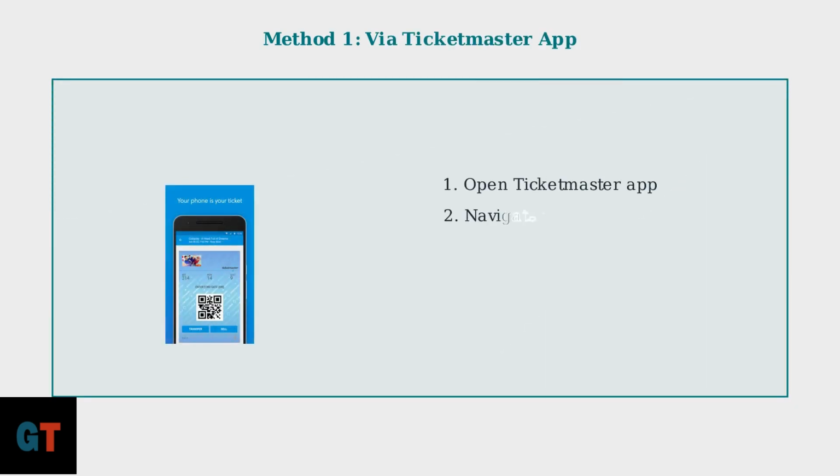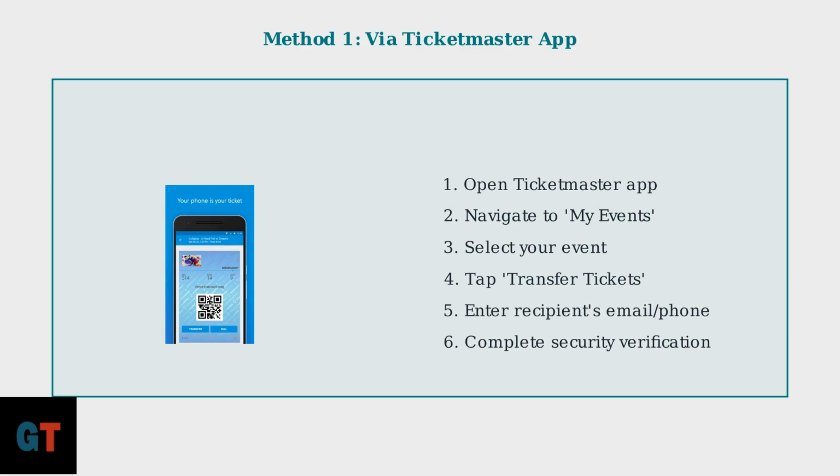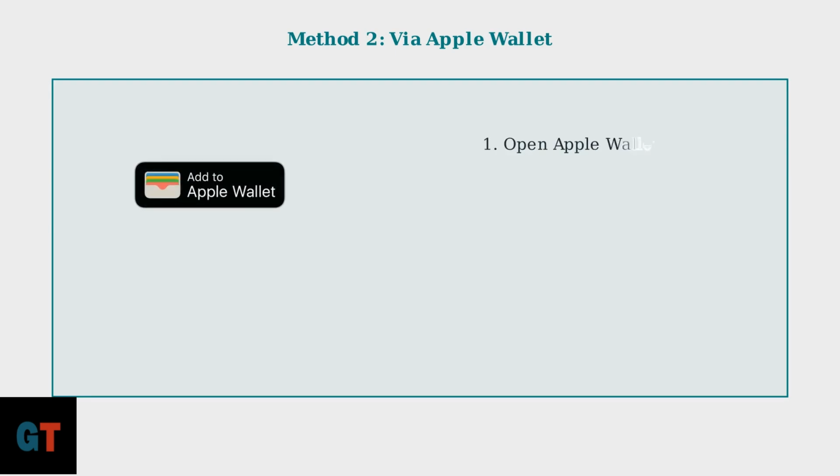Method 1 starts by opening your Ticketmaster app and navigating to My Events. Select the event you wish to transfer tickets from, then tap the Transfer Tickets option as shown here. Next, enter the recipient's email address or phone number. After entering this information, you'll complete the transfer process, which includes a security verification step to ensure the transfer is legitimate. Method 2 works directly through Apple Wallet.